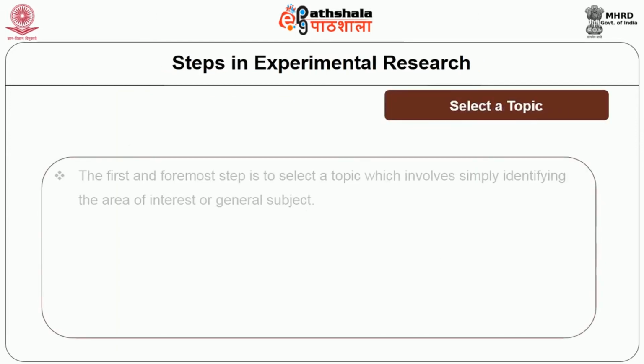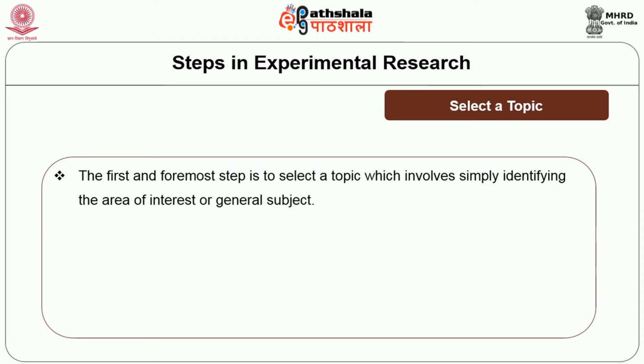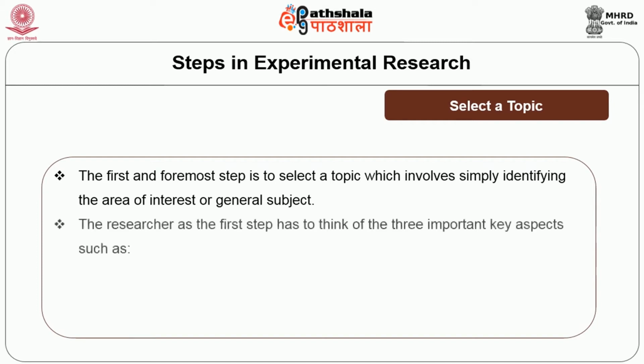So next comes the steps in experimental research. The researcher should follow the following steps for experimental research. Here it involves 9 steps. Now let us see the first step. The first step is to select a topic. The first and foremost step is to select a topic, which involves simply identifying the area of interest or the general subject. Here the researcher has to think of 3 important key aspects such as novelty, inventive step and the applications.